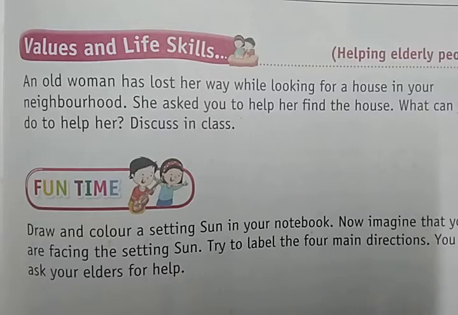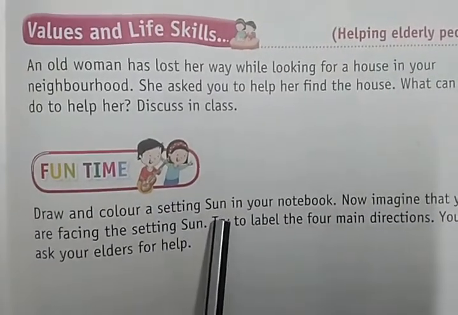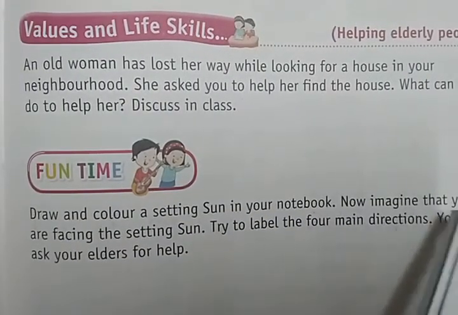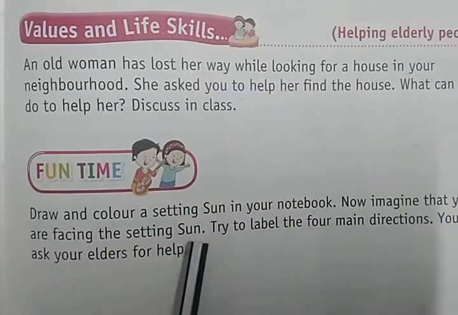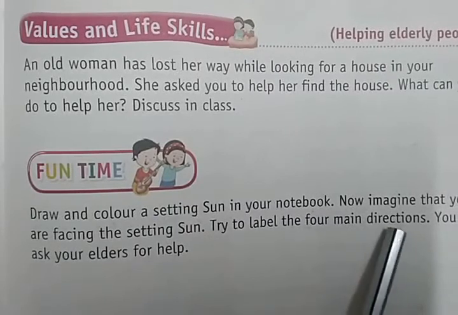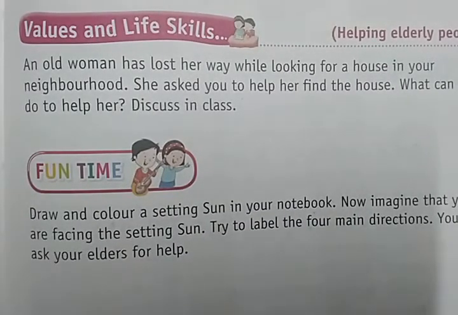Draw and color a setting sun in your notebook. Now imagine that you are facing the setting sun, not the rising sun. Try to label the four main directions. You may ask your elders. The setting sun is called the west. If you face the west, then the right side is the north, the left side is the south, and the back side is the east.